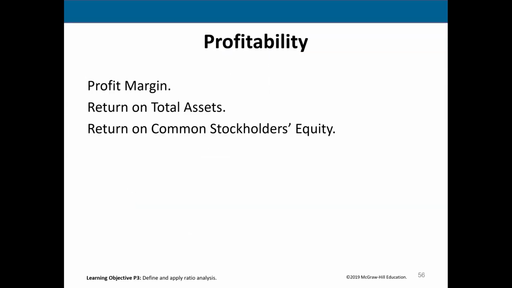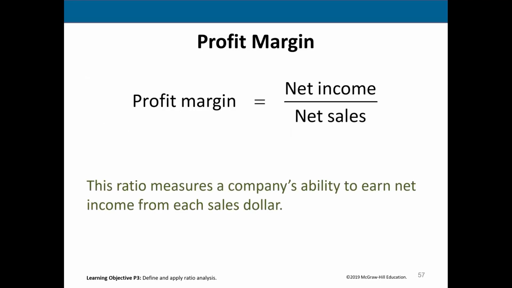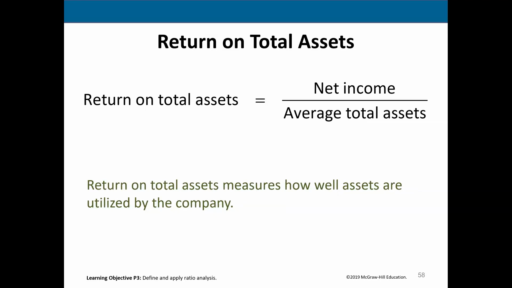Okay, the third one is profitability, and let's look at these three. Profit margin we've actually already looked at before. Well, most of these we've already looked at before. Profit margin is net income over net sales, and this measures the company's ability to earn net income for each sales dollar. So if they sell something that's $1, how much of that dollar do they get to keep? That is what the profit margin shows.